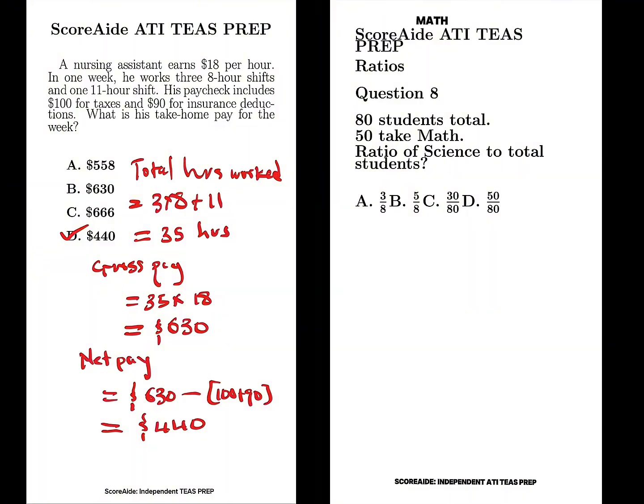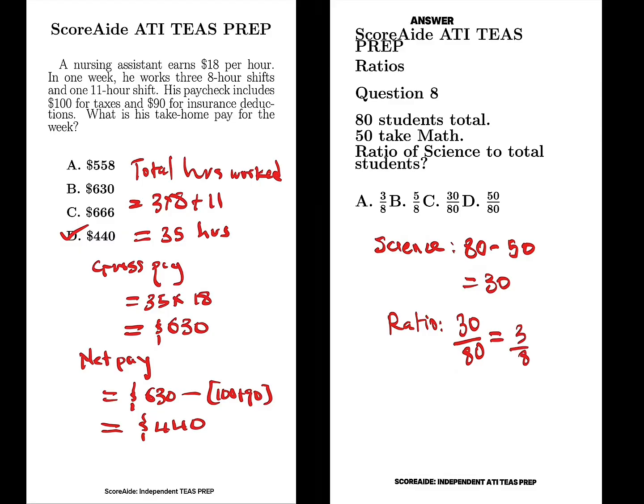Because in this question, science is a universal set, and math is a subset of that universal set, right? Math is just a subset of science. So you cannot say this; they want you to say science, they want you to say ratio 30 over 80, which is equal to 3 over 8, and you say the answer is A. This question doesn't make sense.